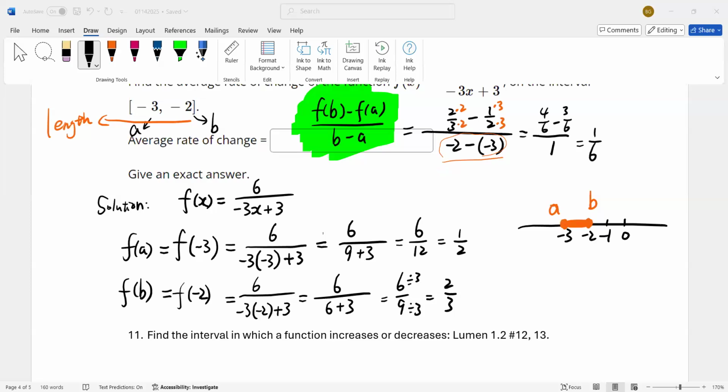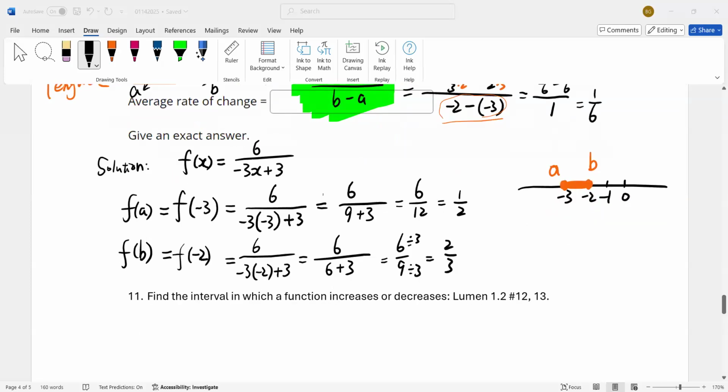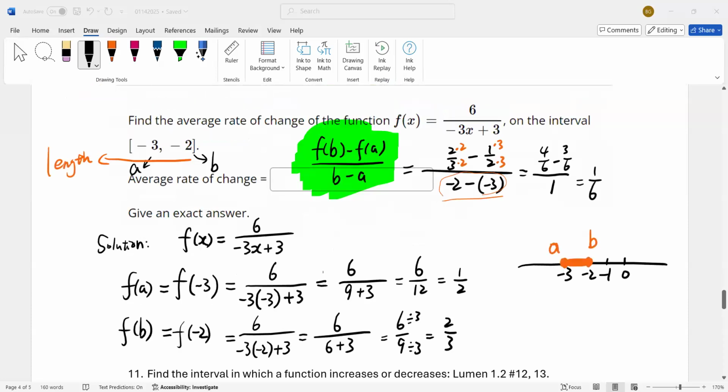And now let me stop sharing this one and share my notes here. Any question about number 7? Rate of change, average rate of change.